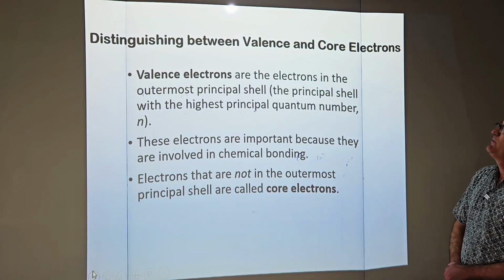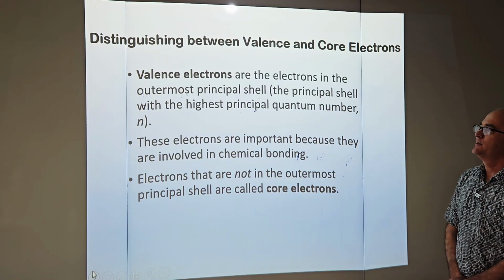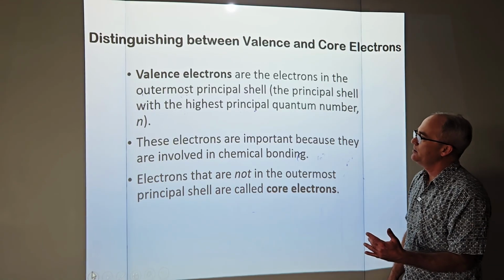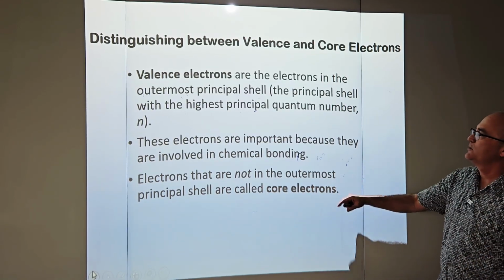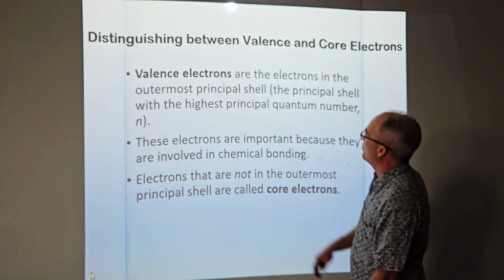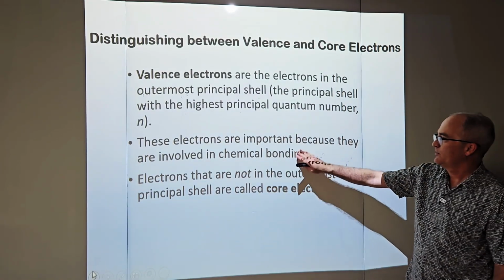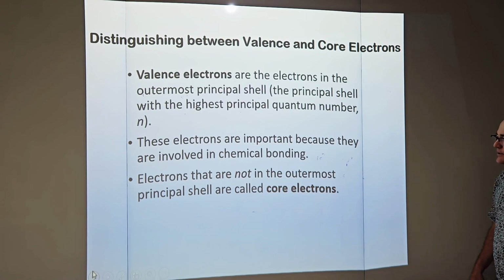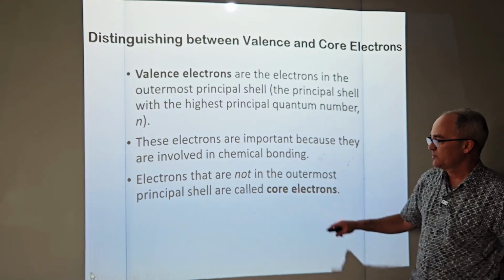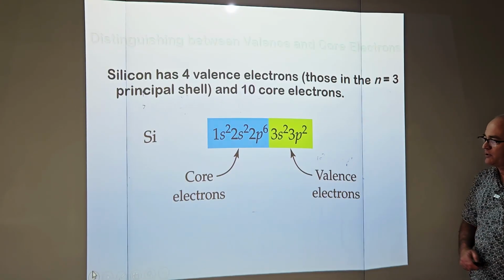How do we distinguish between valence electrons and core electrons? Valence electrons are the electrons in the outermost principal shell, or the outermost energy level, the principal shell with the highest principal quantum number. These electrons are important because they are involved in chemical bonding or the formation of ions. Electrons that are not in the outermost principal shell are called core electrons.